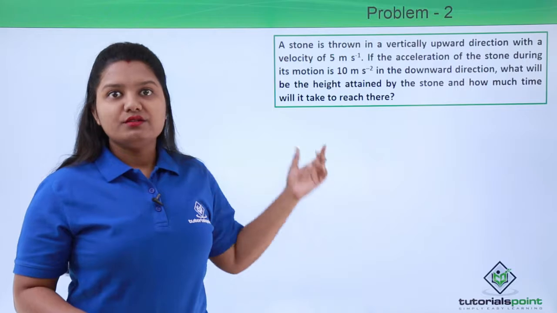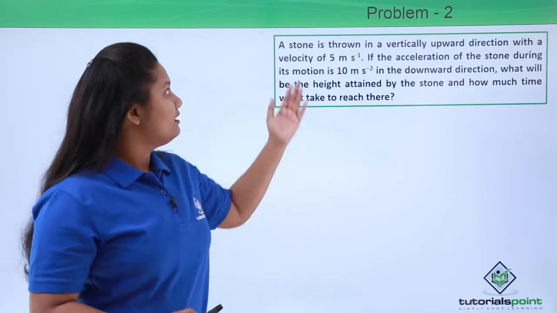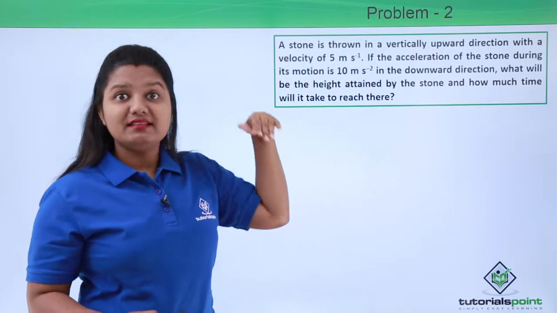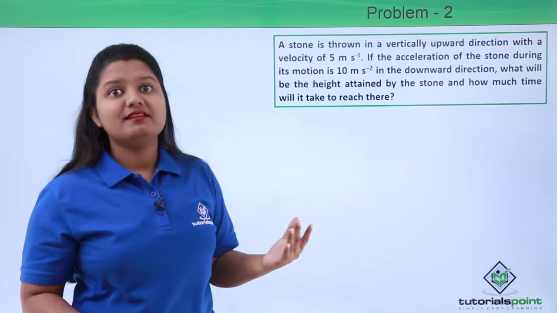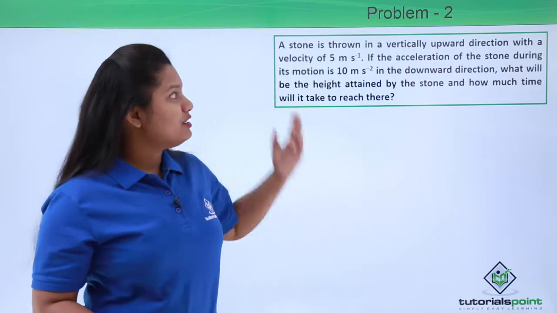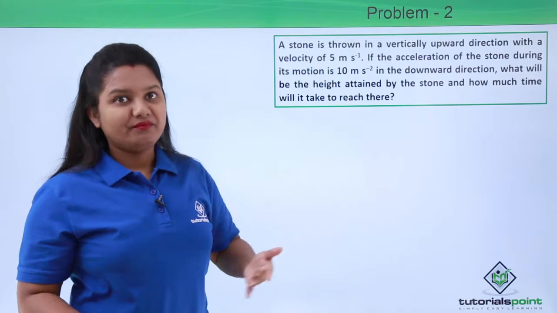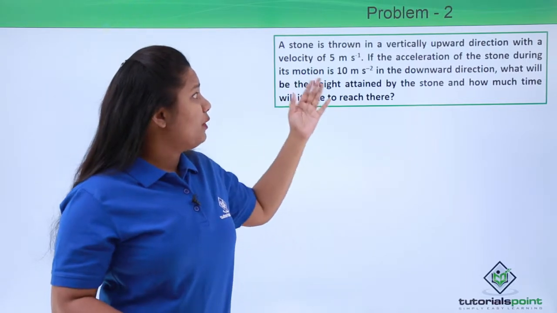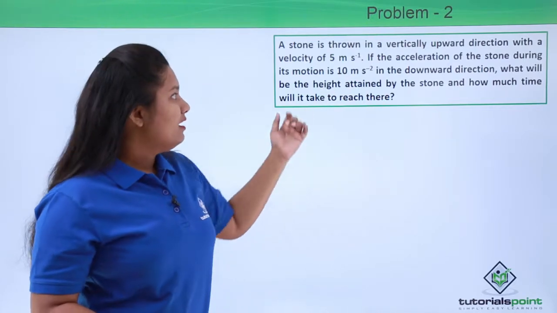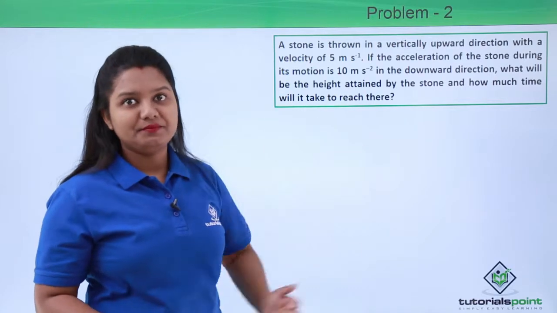So in the question, a stone has been thrown vertically upwards with a velocity of 5 meters per second, and the acceleration of the stone is in the downward direction, which we know is the acceleration due to gravity. It reaches a certain point, that is a maximum height, and then it drops down. Now we need to find what is the maximum height that the stone has attained before dropping down and how much time did it take to reach the maximum height.